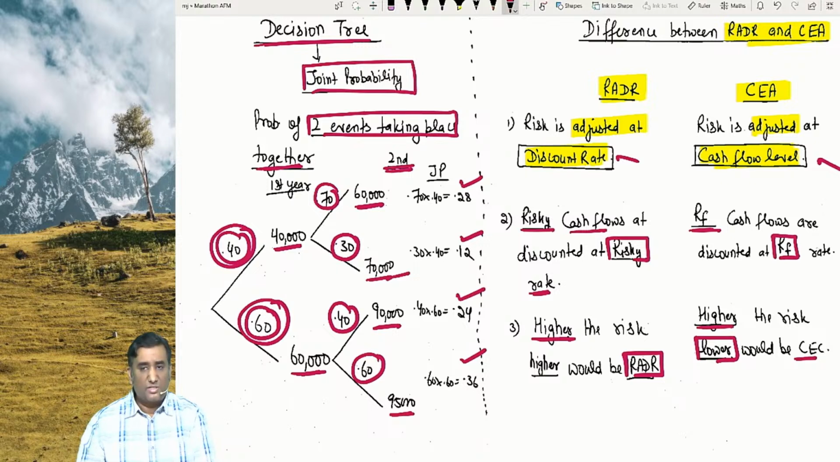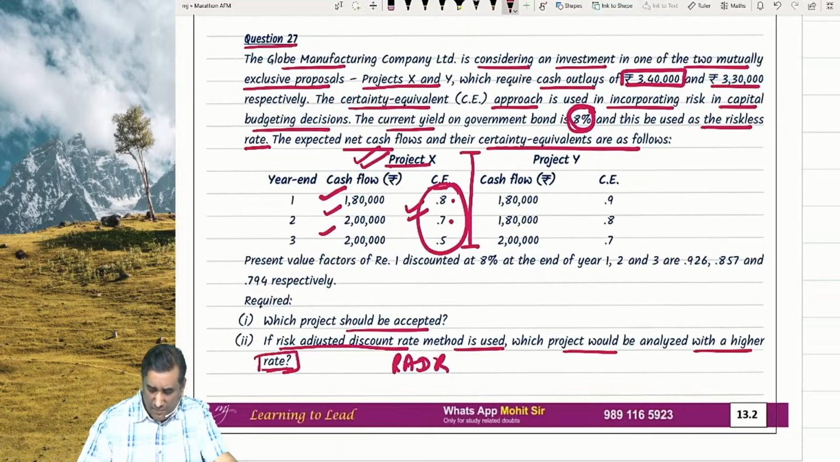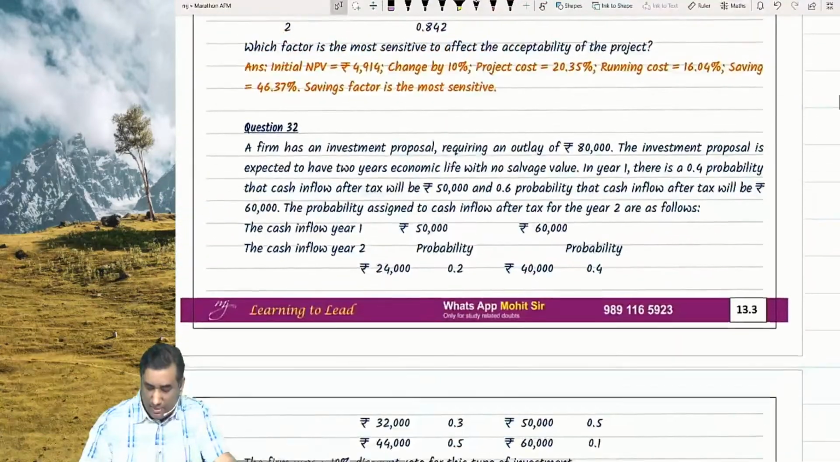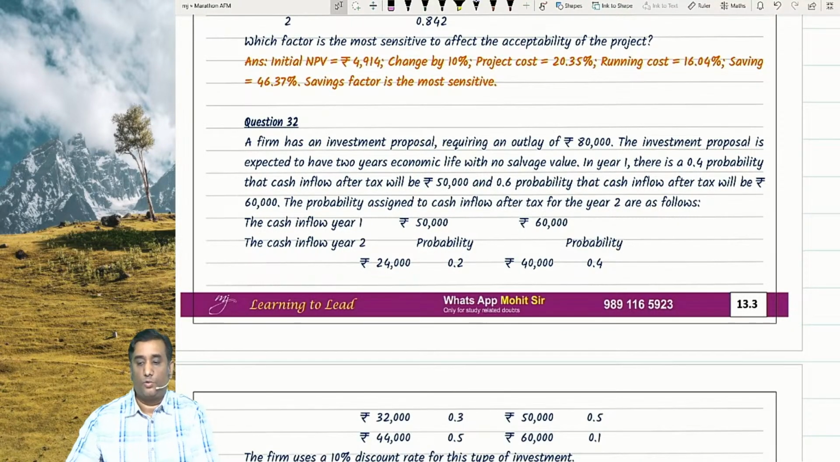I should be calling this a probability tree because it's a probability. Decision tree, I'll show you how exactly decision tree comes in. So probability of two or more events taking place. Coming back to question number 32. So read question number 32 once quickly, please.